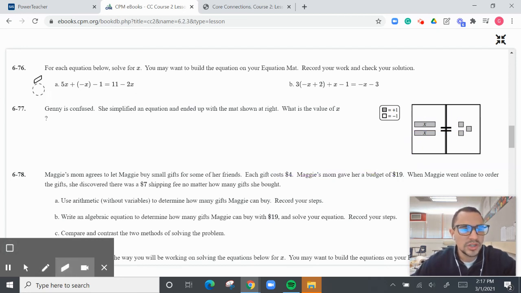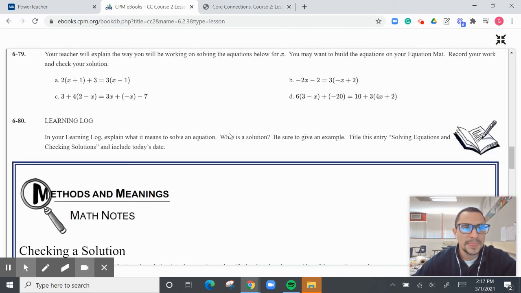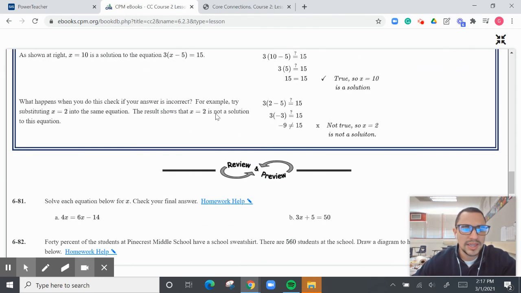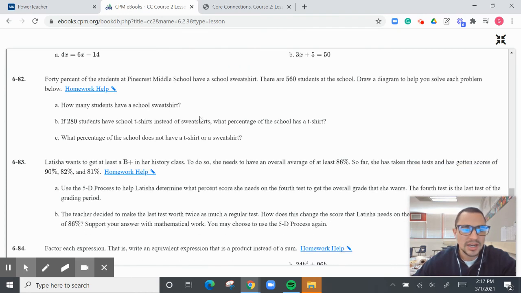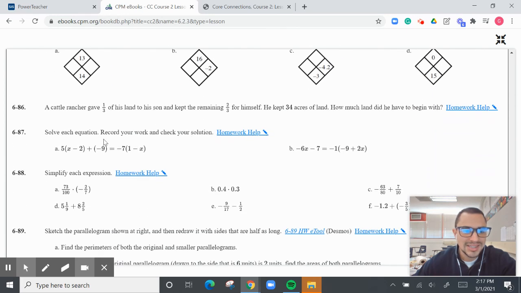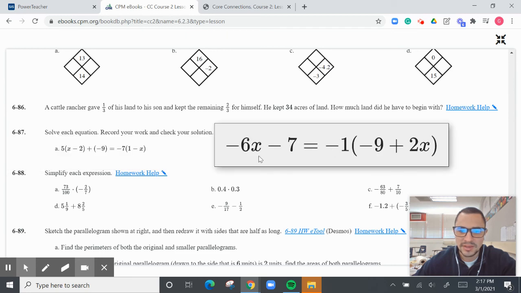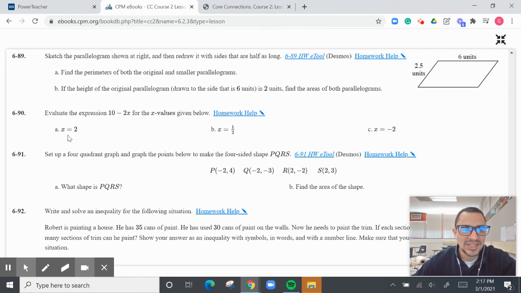All right, so you're going to go do 6-76, and you don't have to build the next question, but I want you to solve, circle your terms, draw your giant ones, all that stuff. And then I want you to go ahead and work on 6-81, A and B. And let's see, work on 6-87, A and B here. And I want you to work on those. And I want you to do 6-90, A, B, and C.